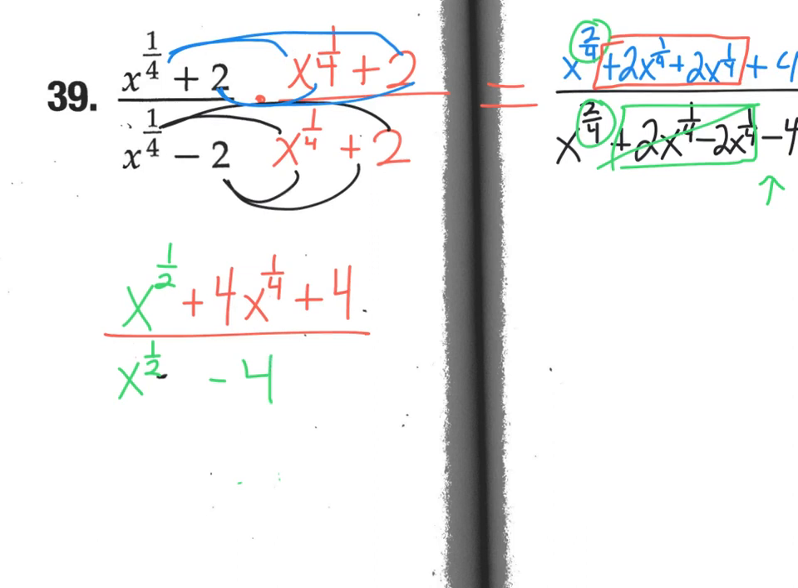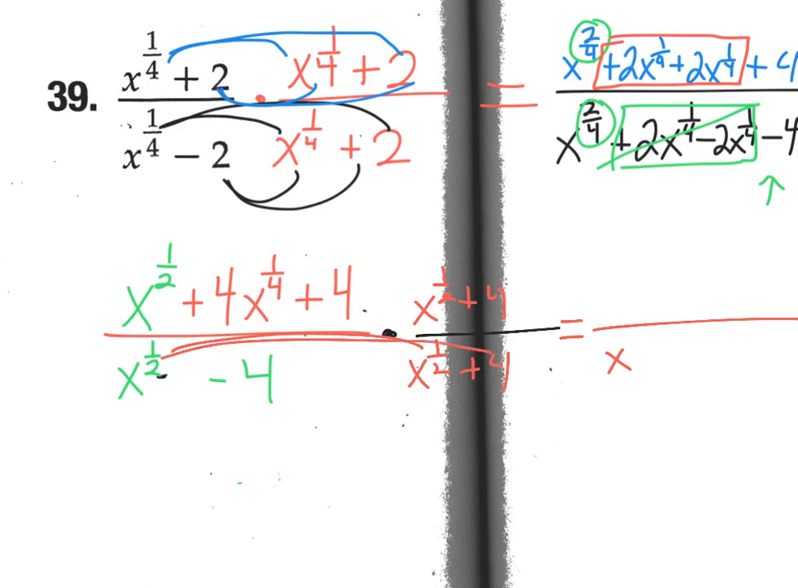Unfortunately, and this is why I wanted to talk about this one, we still have a fractional exponent in our denominator. So I'm going to have to multiply by the conjugate again. I can hear most of you groaning right now. But we're going to do x to the 1/2 plus 4, over x to the 1/2 plus 4. On the bottom, x to the 1/2 times x to the 1/2 gives me x. X to the 1/2 times 4 gives me 4x to the 1/2, minus 4x to the 1/2, minus 16.